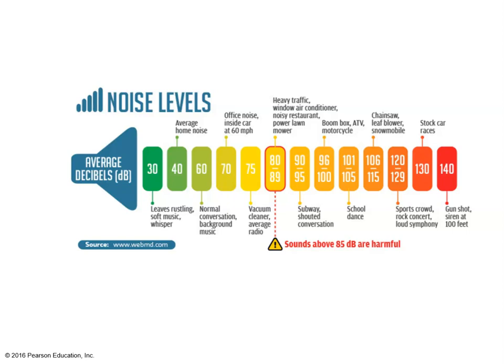So if we look at this here, soft music, a whisper, leaves rustling, somewhere in the 30 decibel range. Average house sounds 40. Let's say inside a car driving at 60 miles an hour might be 70. Vacuum cleaner 75. And look what happens here at 80. Sounds above 85 become physically damaging to those cochlear hairs. And the farther up the scale we go, the more significant the damage is at any particular exposure.